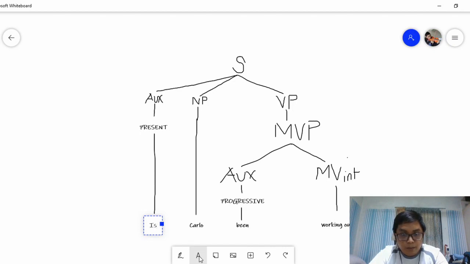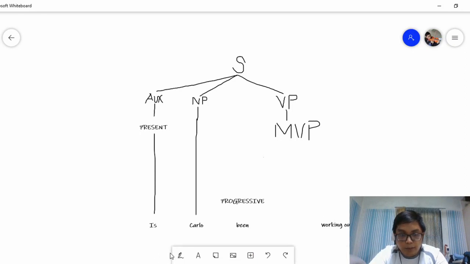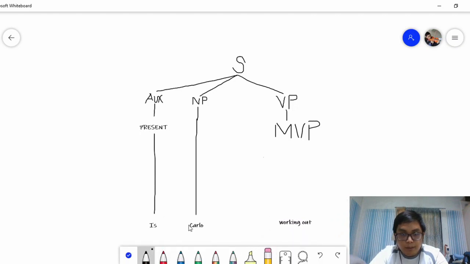Essentially we can just put VP there to replace this one, since it would now be a different type. So let's remove it. Then let's remove the following words. This one as well. Then put that in the middle and easily put a line, and there you have it. So this is now the second sentence, is Carlo working out?